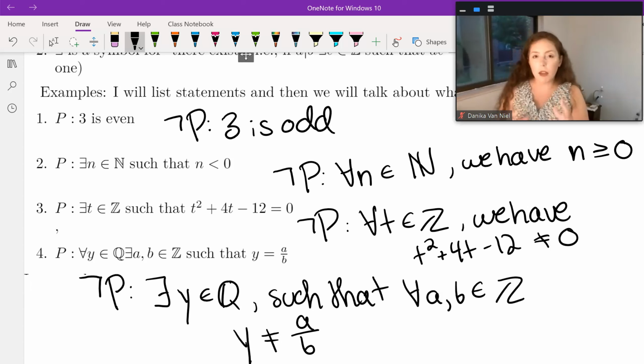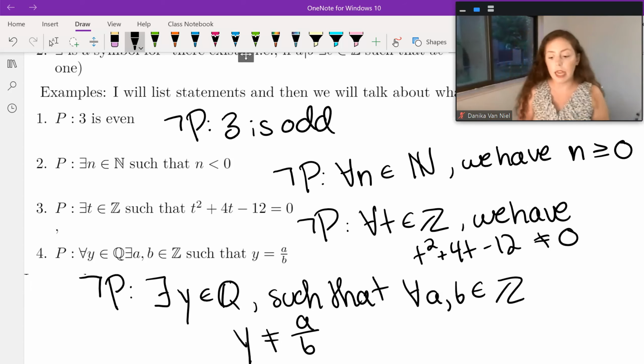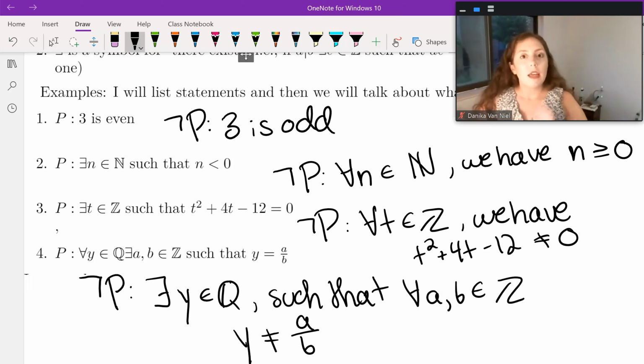Okay, so I hope that you're kind of grasping how these negations are working. And as you saw, I had to change the verbiage a little bit here and there. It's okay, it doesn't have to be perfect. You just want to get your point across to the reader.